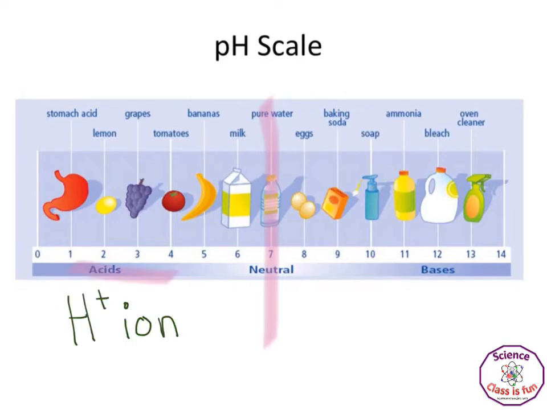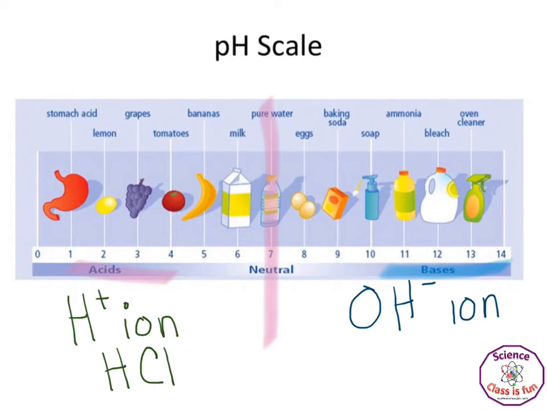Now, acids all have H plus ion in common. Every acid has an H plus at the beginning. For example, hydrochloric acid. You're going to notice that there's an H at the front. Hydrochloric acid is found in your stomach, so it's up here in the stomach acid.